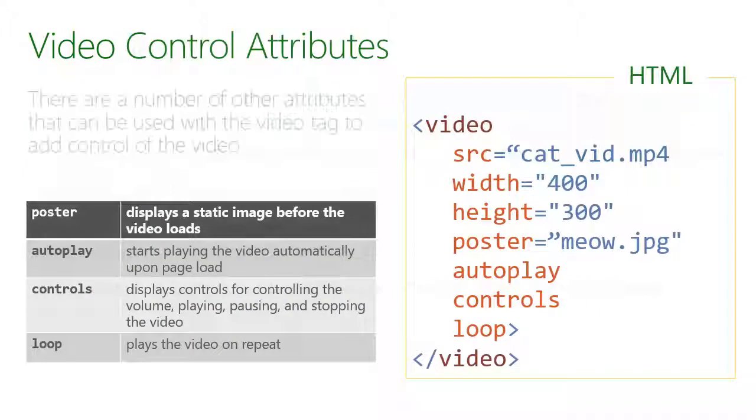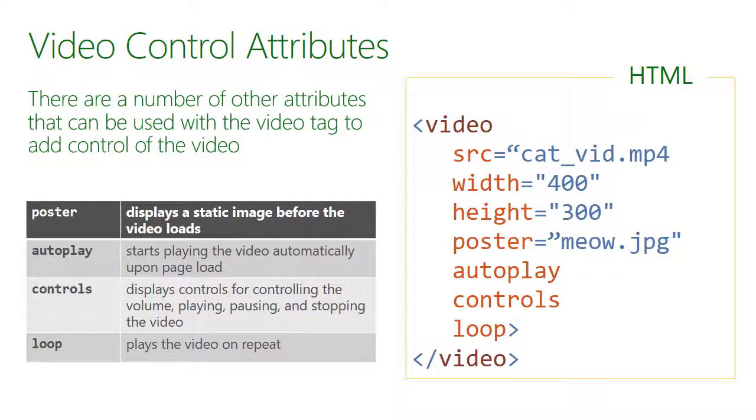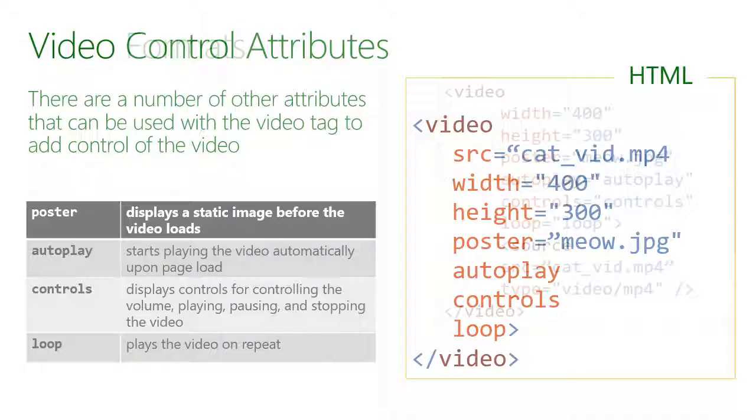Some of the control attributes for video. Autoplay starts playing the video automatically upon page load, so you can just insert the word autoplay. Controls as well, just insert the word controls, and that displays controls for controlling the volume, playing, pausing and stopping the video. Loop would play the video on repeat.